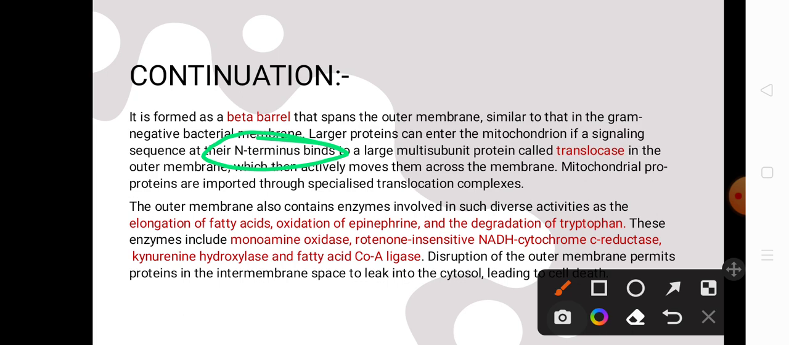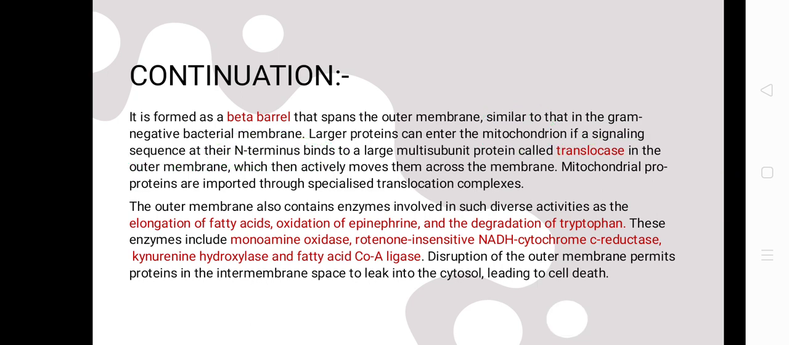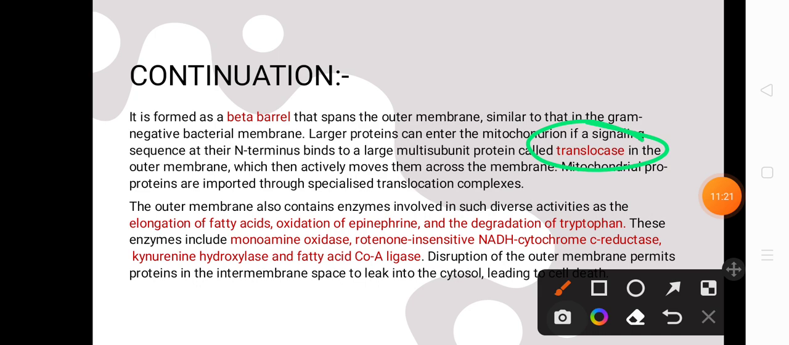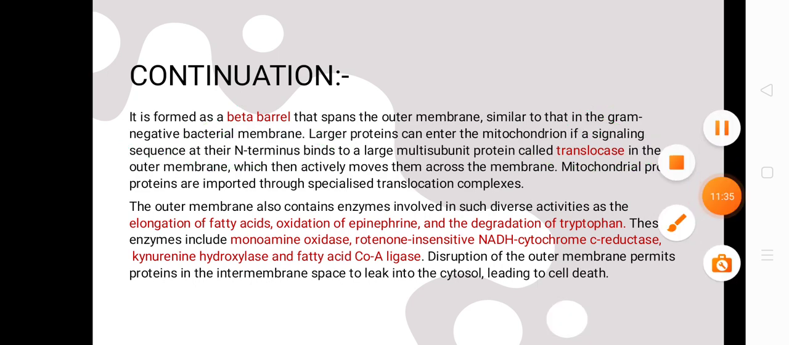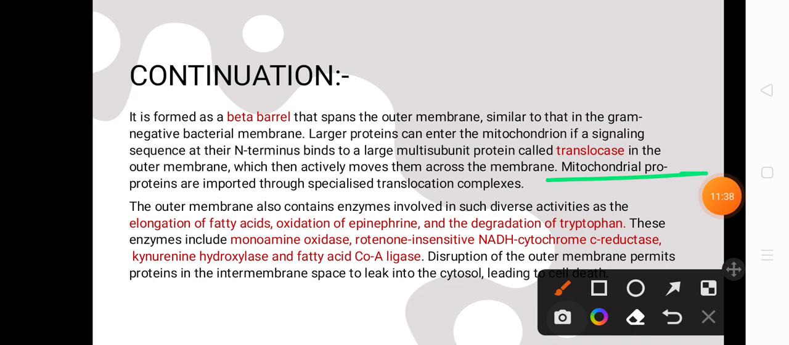Okay, and the larger proteins only get the chance to enter the mitochondria if they have a signaling sequence at their N-terminus. This signaling sequence will bind with the translocase, a large multiprotein complex, and if that particular protein has this signaling sequence, the translocase will allow it to enter the intermembrane space. Various types of mitochondrial proteins are also present that require specialized translocation complexes for their entry.